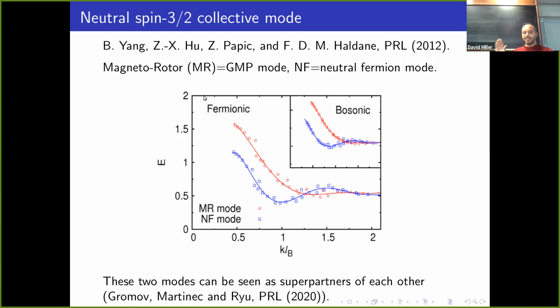But again, please be reminded that it's completely different from what people do in high energy. So in any case, there could be superpartners. So there are now two numerical or phenomenological ideas. On the boundary, the chiral boson and chiral Majorana are superpartners of each other, and in the bulk, the GMP spin 2 and the spin 3/2 neutral mode are superpartners of each other.